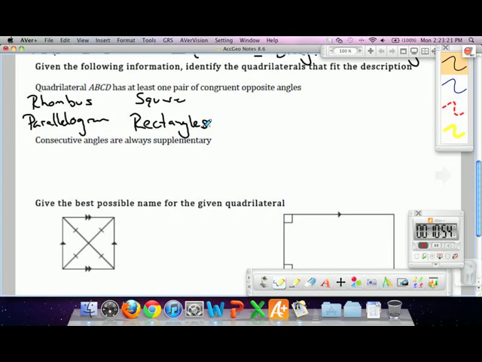Do kites? Yeah, they have one pair. Well, not by definition, but by a theorem. Kites, definitely. Kites for sure do. If we had a kite, then we said that the angles between the two different length sides are congruent, for sure. Kites have at least one.